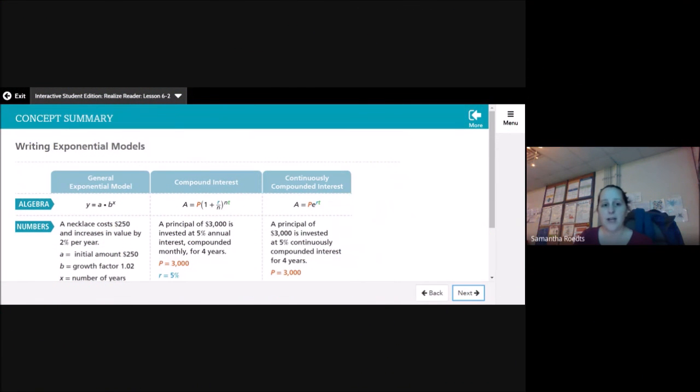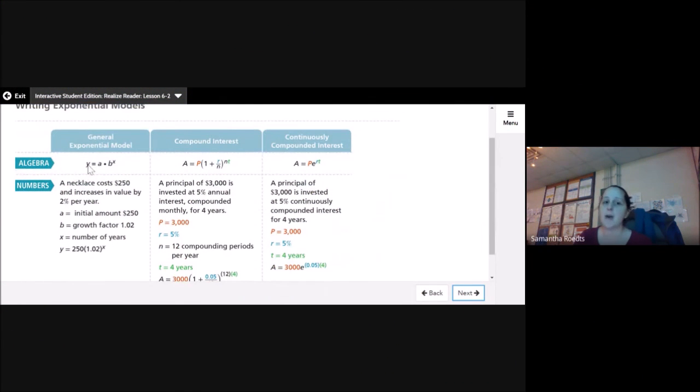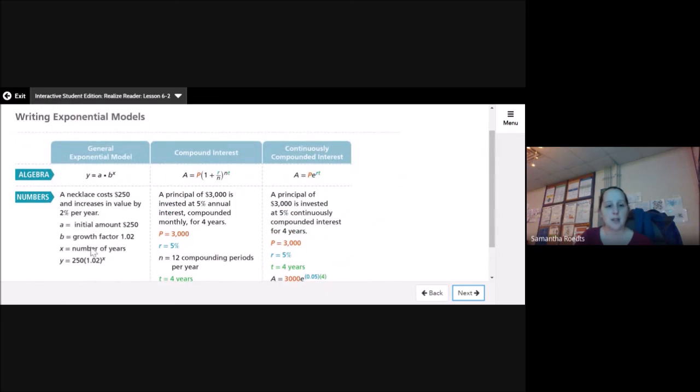Concept summary. Writing exponential models. The general exponential model is y equals a times b to the x. Compound interest is A equals P times 1 plus r over n, to the nt power. And compounded continuously is A equals P times e to the rt. So in general, a necklace costs $250 and increases in value by 2% per year. My initial amount is $250. My growth factor is 1.02. And the number of years is x, so y equals 250 times 1.02 to the x power.